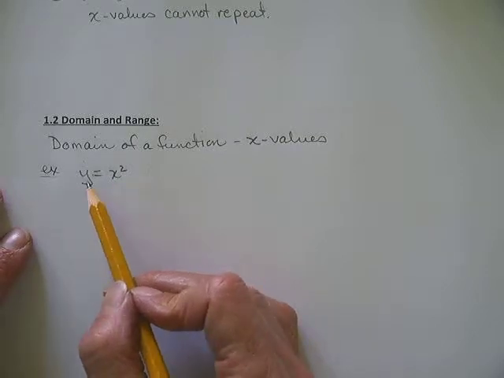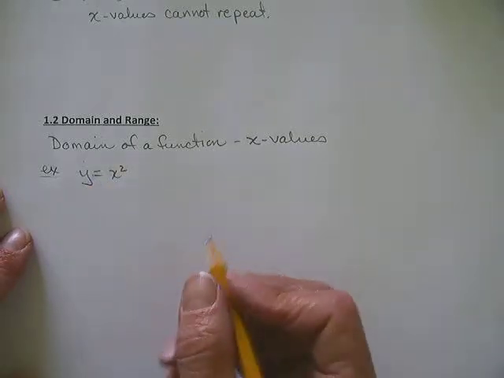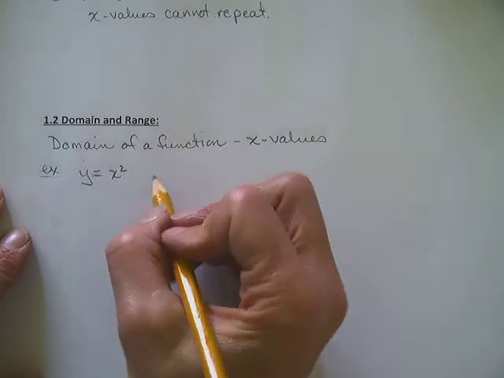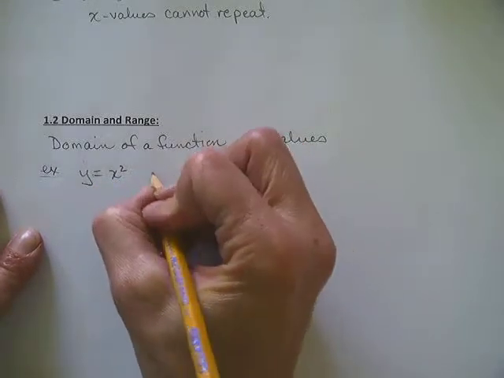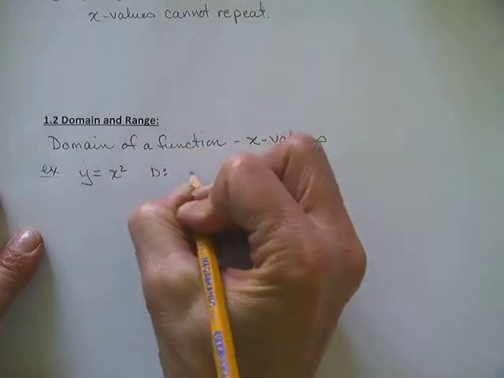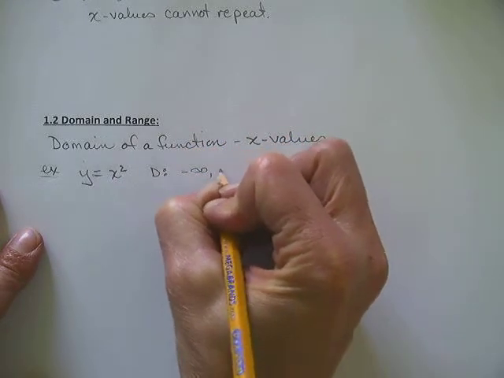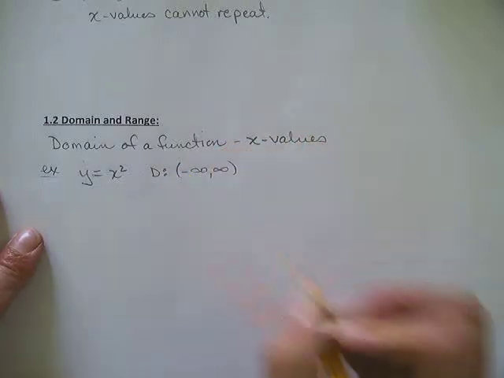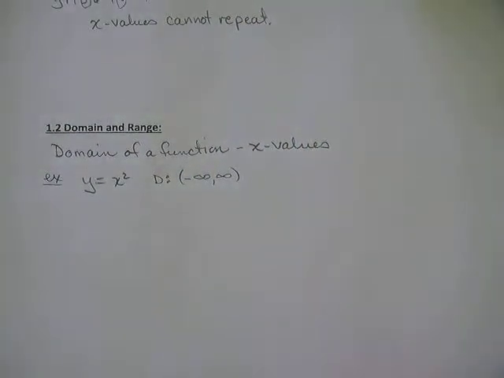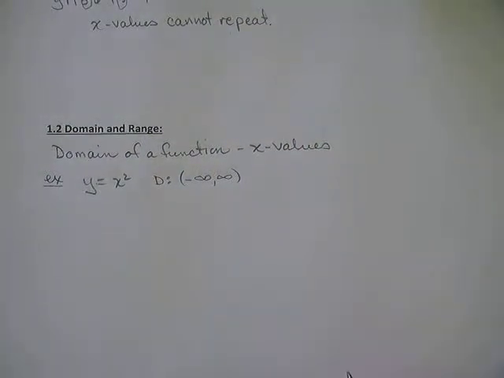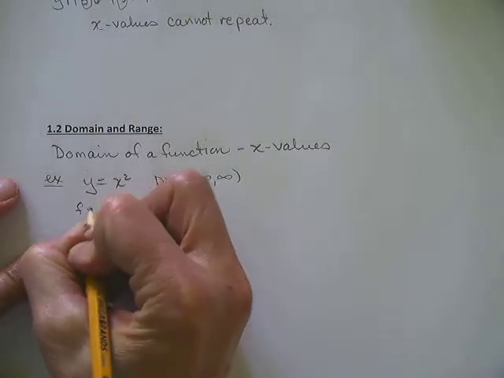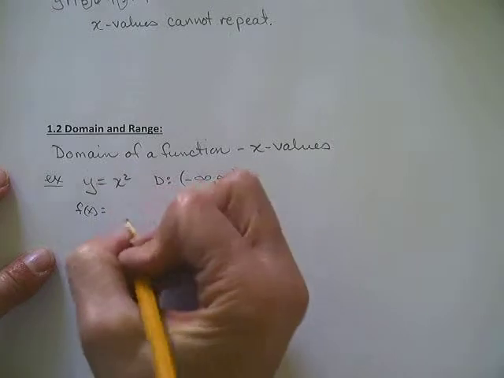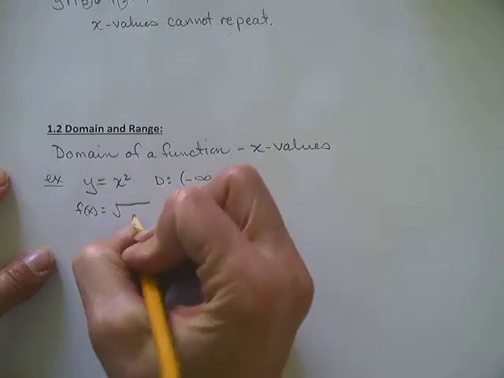Okay? Y equals x squared. If you just look at this, what x values can I put into there to make this true? Anything. Because you can put in absolutely any x value and you would get a y value, the domain is from negative infinity to infinity. Always using parentheses with infinities.